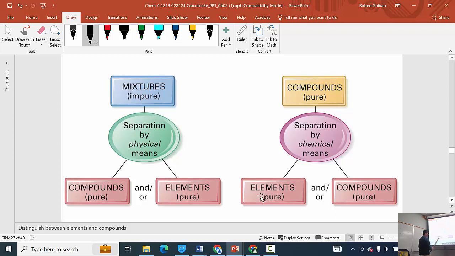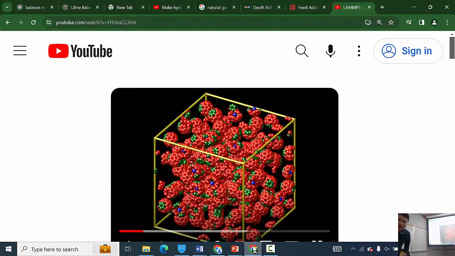So if I have water, H2O, I can try to separate the hydrogen from the oxygen. But I can't use filtration for that. I can't use distillation. In order to separate the hydrogen from the oxygen, I have to use chemical means, like a chemical reaction. Do you know how to separate hydrogen from oxygen in water? You can do this at home if you wanted to.